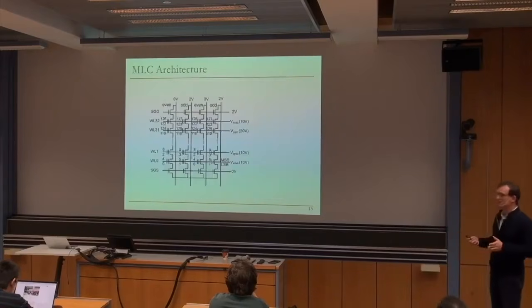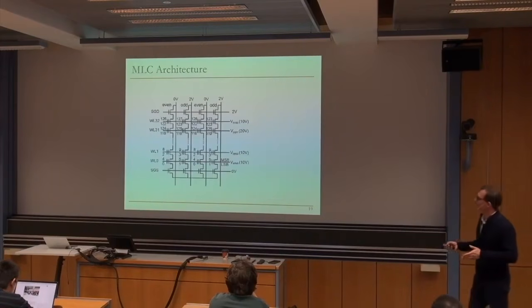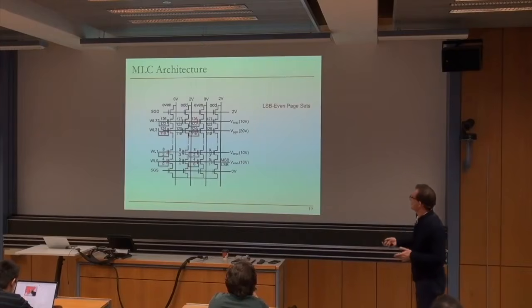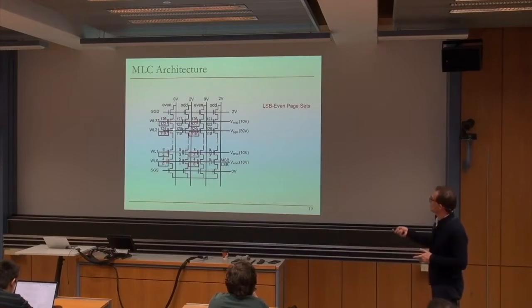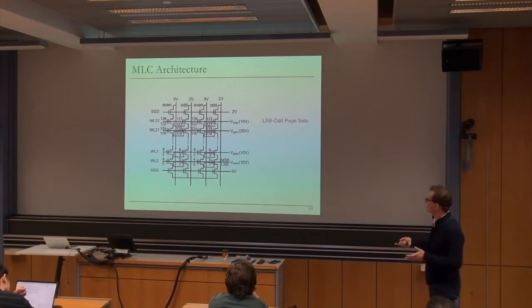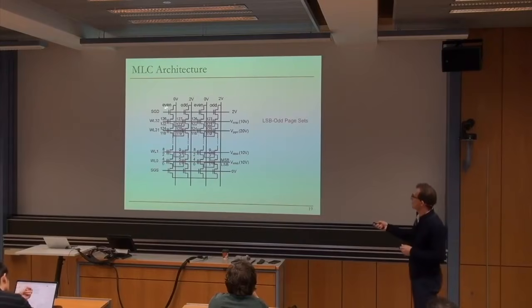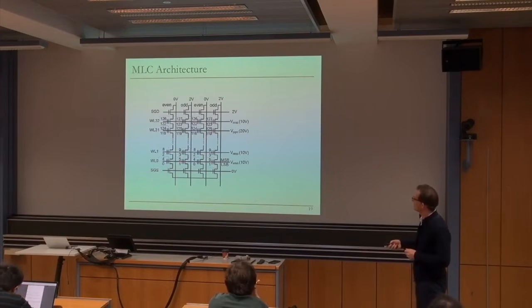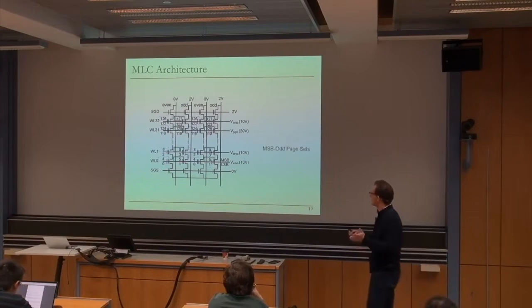Okay, so if you look at multi-level cell architecture, it actually looks like this. I'm not going to go through this in detail, but basically, you have these LSB even page sets. You can see them over here. And then you have LSB odd page sets. These are least significant bit. You have this separation between odd and even pages. And then you have most significant bits over here, even and odd. But you can read the papers for more detail. It's nothing different from what I just described.